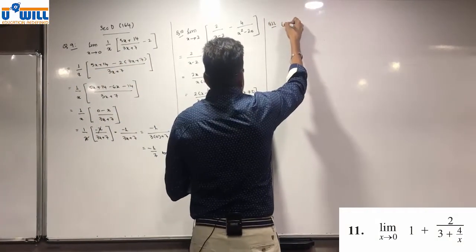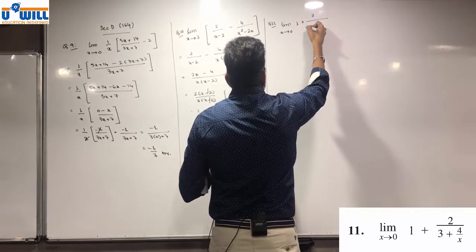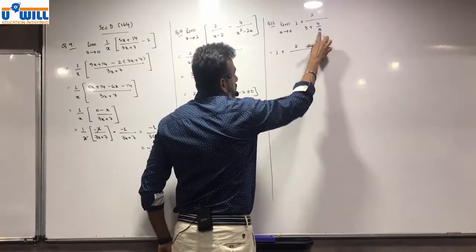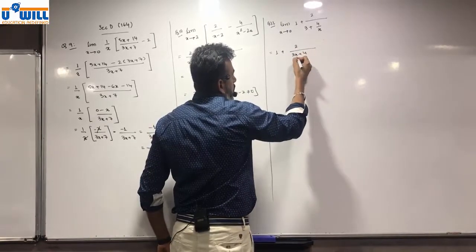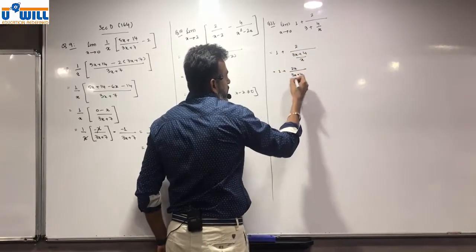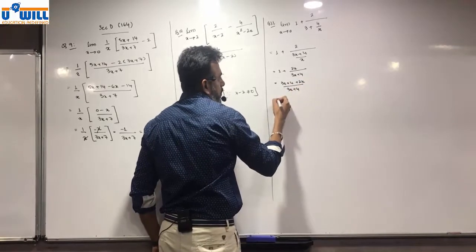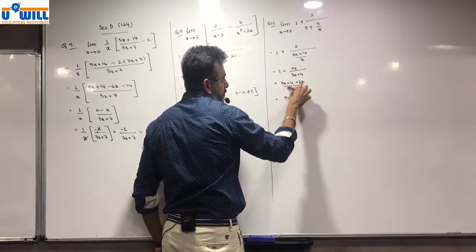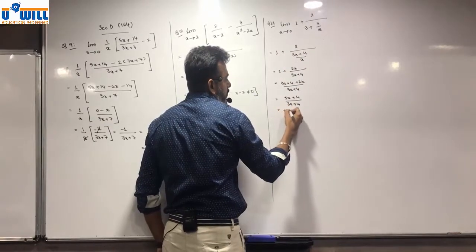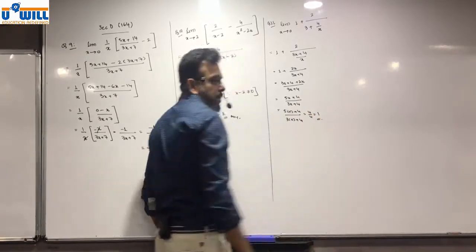Question 11. Limit x approaches 0. 1 plus 2 upon 3 plus 4 by x, which is equal to 1 plus 2 upon x here multiply, so 3x plus 4 upon x is equal to 1 plus x here, so 2 plus x. 3x plus 4, we cross multiply, so 3x plus 4 plus 2x upon 3x plus 4 equal to 5x plus 4. 3x plus 2x, 5x upon 3x plus 4, x approaches 0, so 5 into 0 plus 4 upon 3 into 0 plus 4, which is equal to 4 upon 4, which is equal to 1.